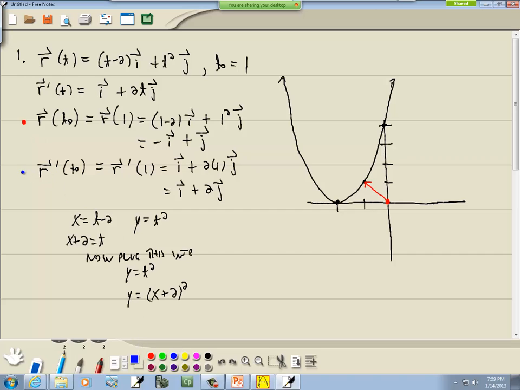Now r prime of t naught, where we left off here, they want us to use this next vector. They want us to graph this. So we got i plus 2j. i is our x, so this means we're going to go right 1 up 2. So right 1 up 2 would be right here. Now this is tangent at this point right here. So that's what that gives us.